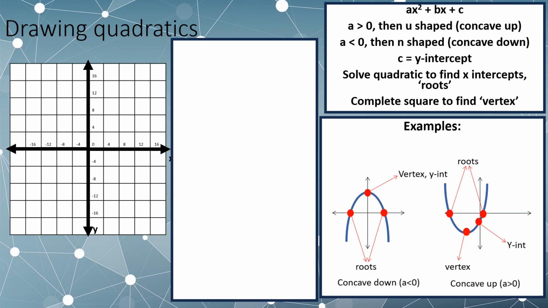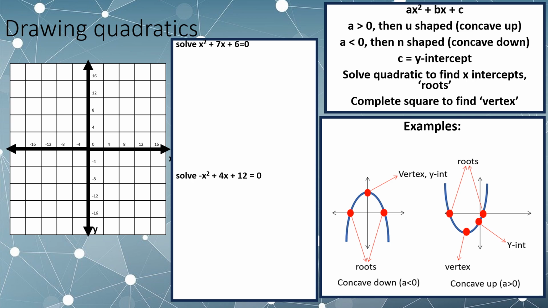Below, I've provided some diagrams that show what these different terms are and where you will find them on a drawing of a quadratic on a Cartesian plane. So the one on the left being concave down and the one on the right being concave up, where their vertexes, y-intercepts and roots are. So without further ado, let's have a go at drawing one ourselves.